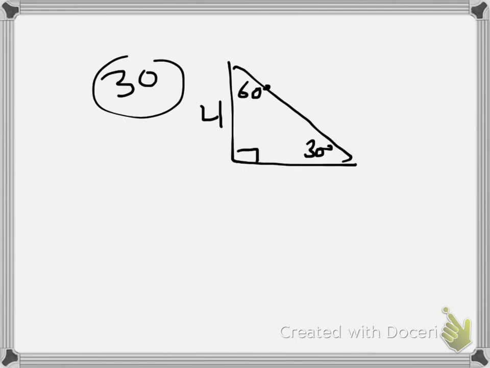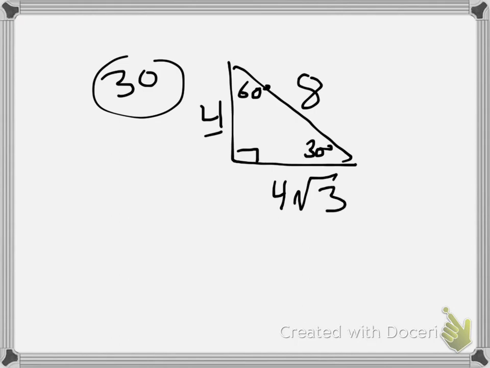Alright, question 30. The only 30, 60, 90 that I put on your test. And in this one, I know the number across from my 30, so that means my hypotenuse is double that. And the one across from 60 is going to be this original number with a square root of 3.